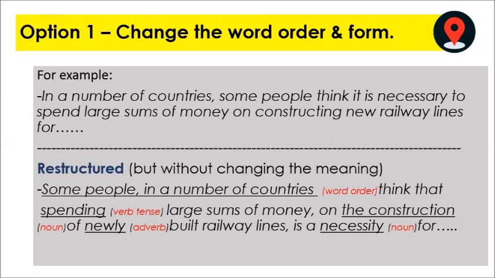Another change I made was the word formation of "spend," which was originally in the present simple form, and then I changed it into "spending," into present continuous. Also on "constructing," which is a verb, I made it into a noun, "the construction." And "new," an adjective, I also converted that to "newly." Lastly, "necessary," an adjective, I made it into "necessity," which is a noun.